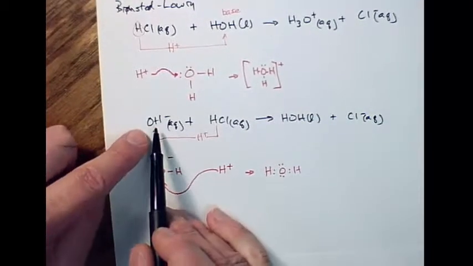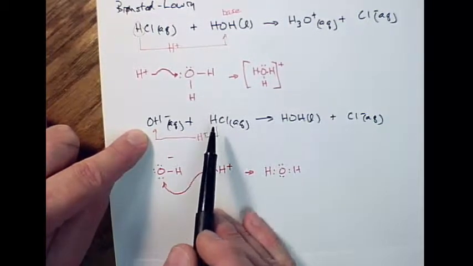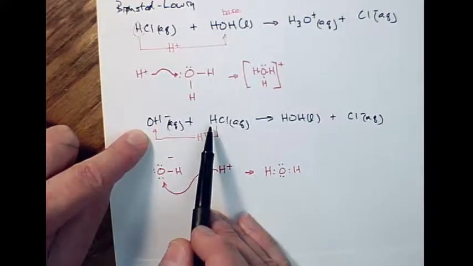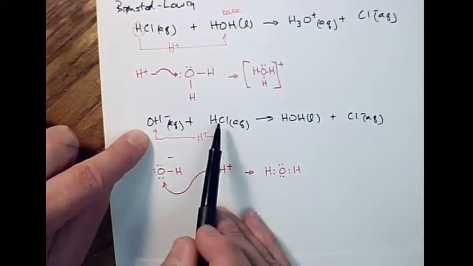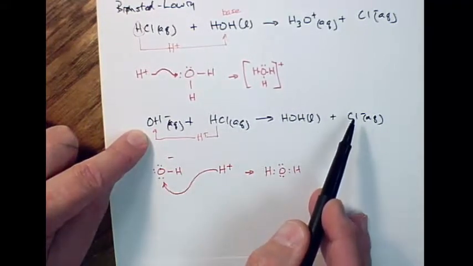So now this is the base because it accepts a proton. This is the acid because it donates a proton. For every acid in the Bronsted-Lowry system, we have a conjugate base. Whatever you have left after the proton leaves, that's the conjugate base. There it is. Acid, conjugate base.